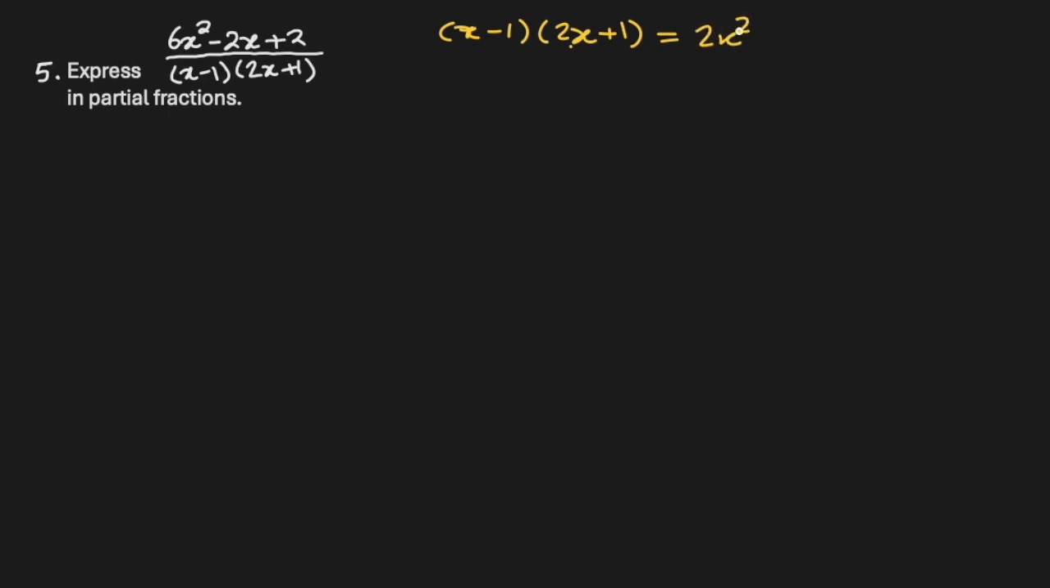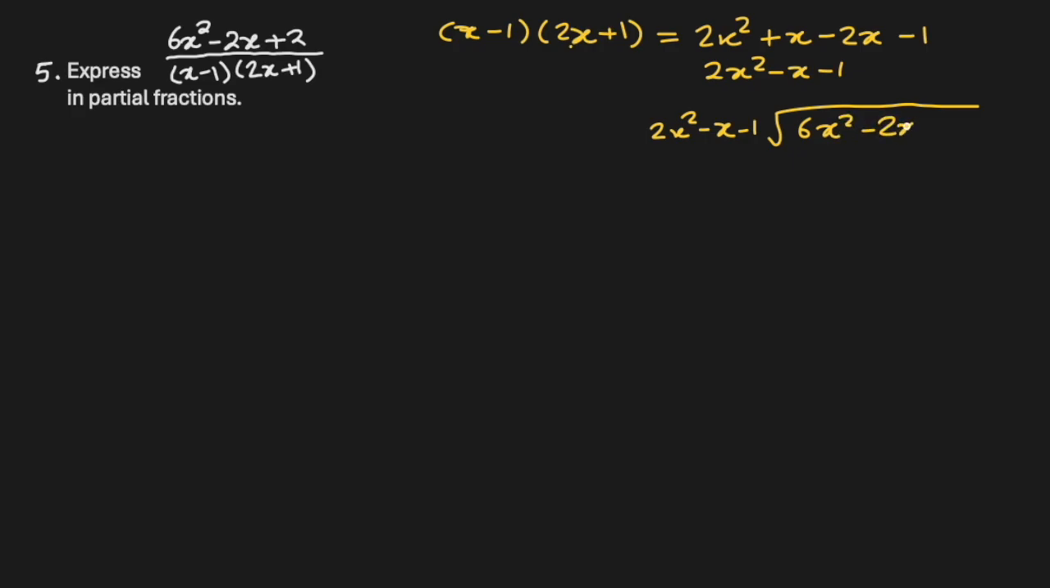So we will have what? 2x square, x multiplied by 2x, then x multiplied with 1 is x, minus 1 multiplied with 2x, and minus 1 multiplied with plus 1, minus 1. So it comes out to be 2x square minus x minus 1. And we will carry out the long division now. So 2x square minus x minus 1 becomes the divisor, and our dividend is the numerator, 6x square minus 2x plus 2.